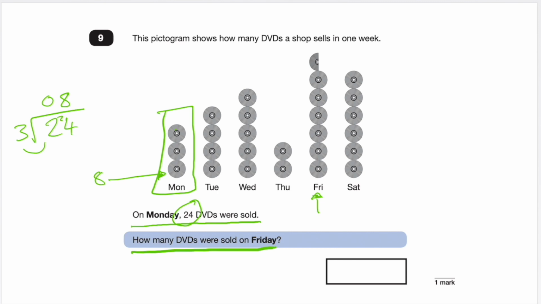So how many were sold on Friday? Well, we have 1 lot of 8, 2, 3, 4, 5, 6. 6 lots of 8, which is 48. But then we have this crafty little half. Well, what's half of 8? 4. So we're going to plus 4 equals 52. So on Friday, they sold 52 DVDs.